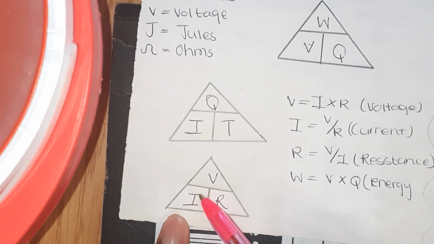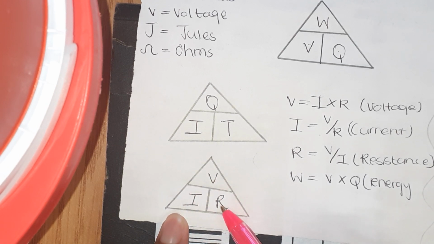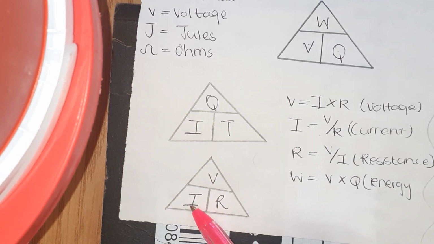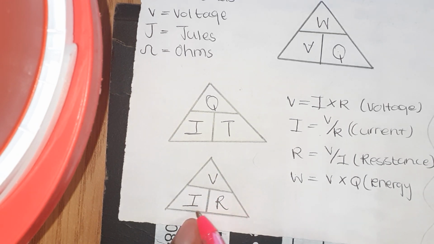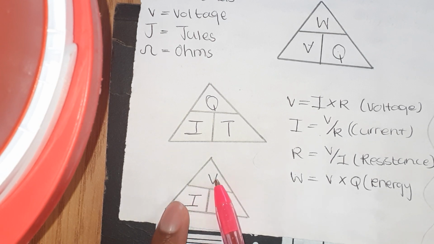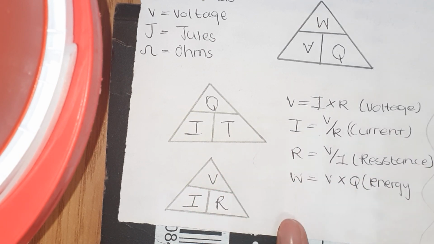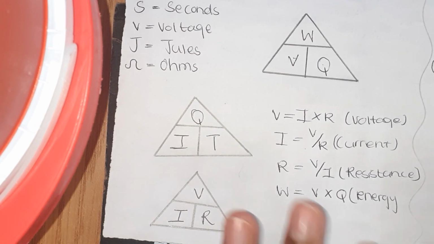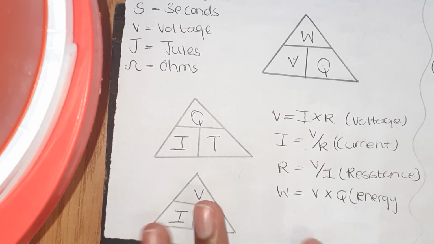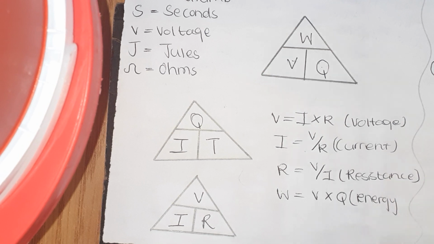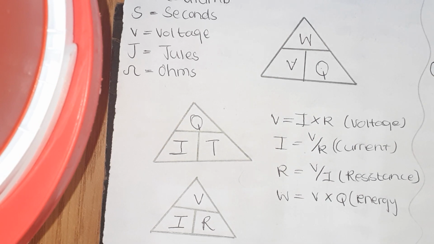So when you want I, you'll say V over R. And when you're looking for R, you'll say V over I, voltage over current for you to get resistance. And when you want current, you will say voltage over resistance. But when you want voltage, you will say current times resistance. So here I have just written them down for you as well, how to get voltage, current, resistance, and energy using these triangles. This is how I have simplified it here.